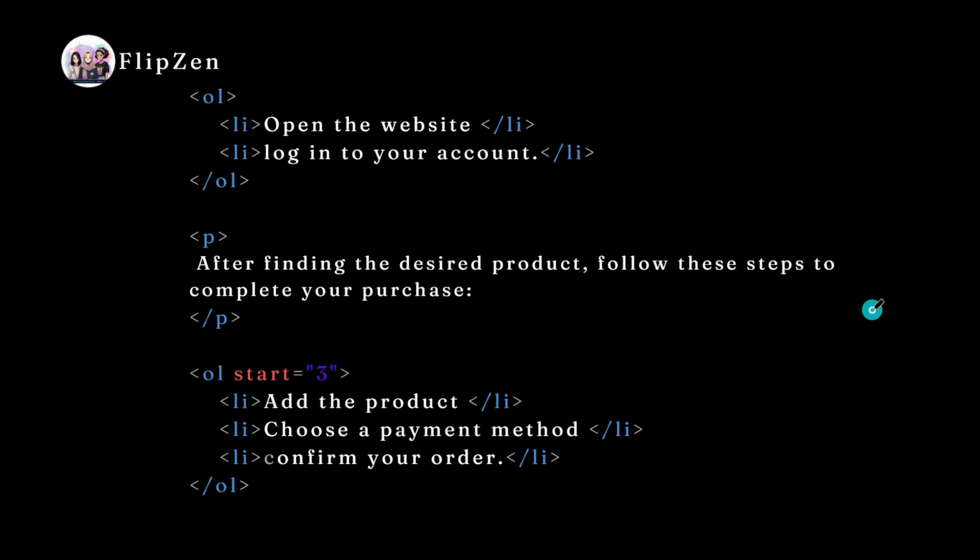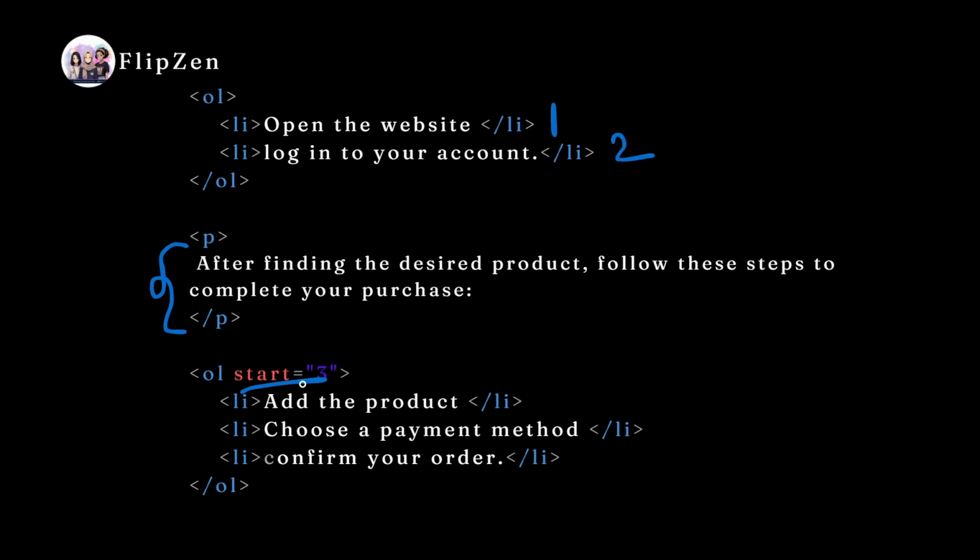Imagine we are creating a step-by-step guide for users to navigate an e-commerce website like Amazon or Flipkart. The first list starts with step 1 and 2 covering basic navigation. Then we have a paragraph explaining the next steps. The second list starts from step 3. So after the paragraph, we use start equals to 3.